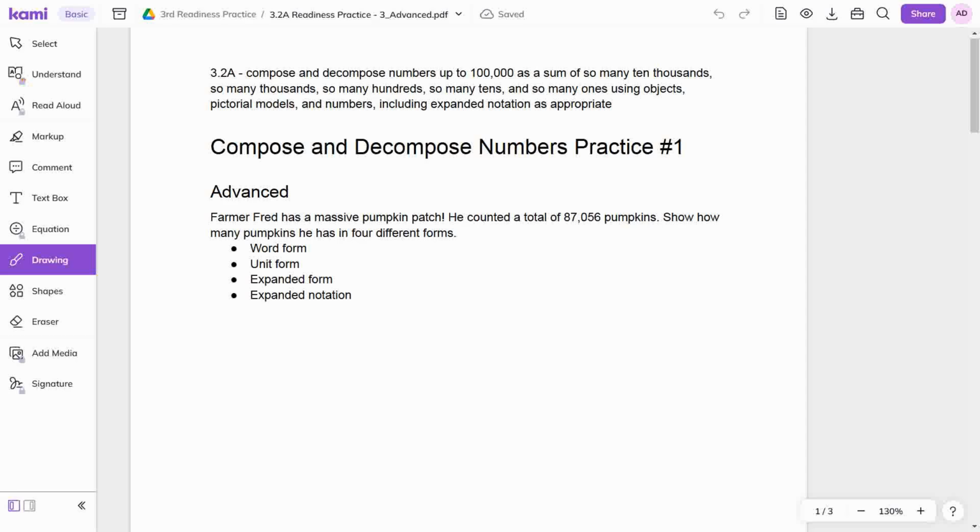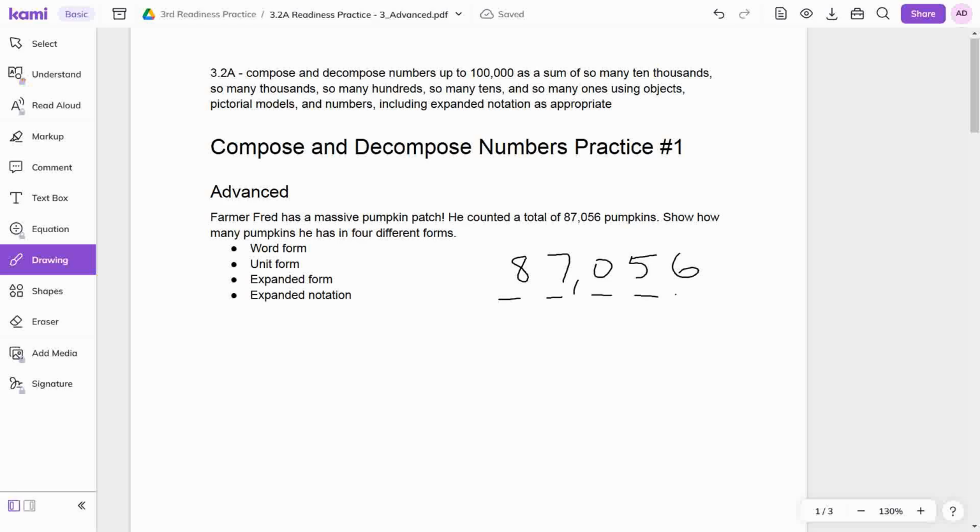So our first question looks at Farmer Fred, and Farmer Fred has quite a bit of pumpkins here, and we need to show those pumpkins in four different forms. So I'm going to rewrite his total here, 87,056. And what I want to do is put it in a place value chart.